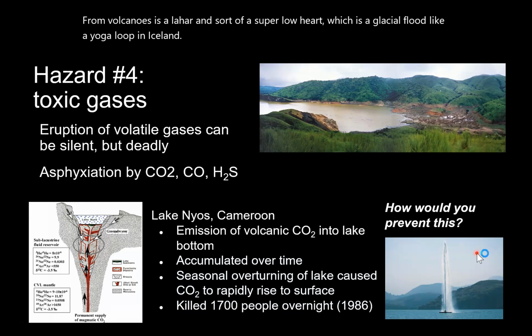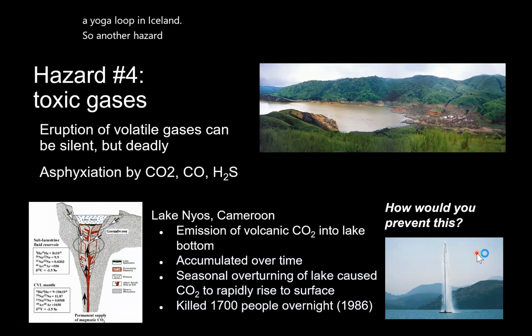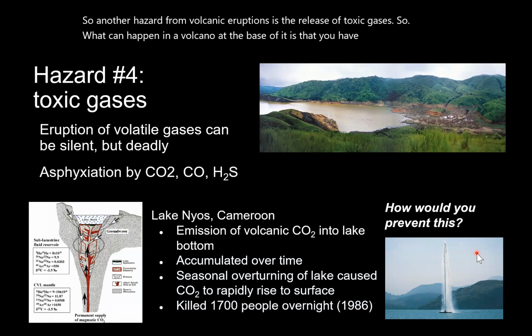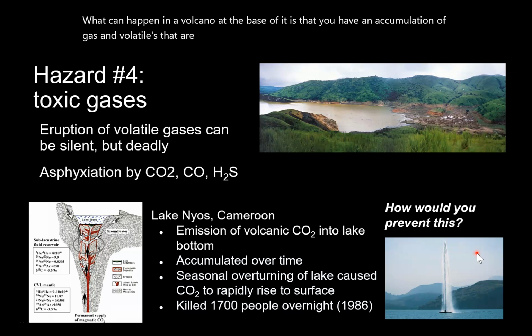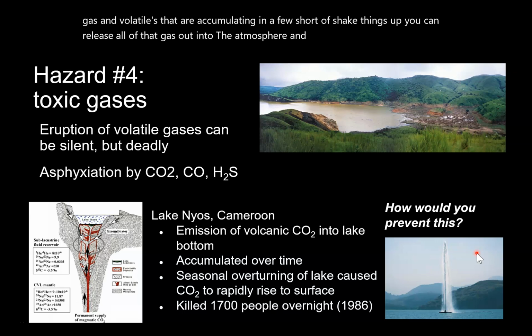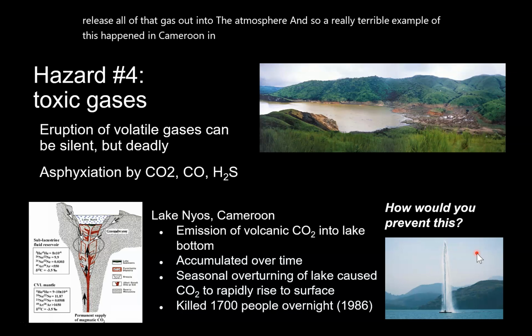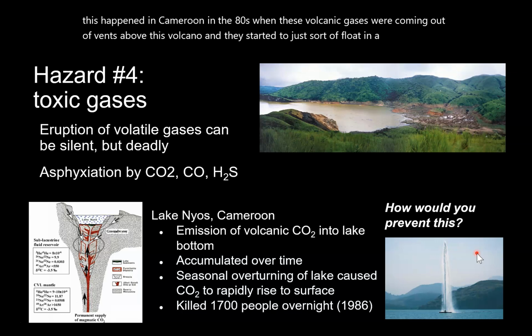So another hazard from volcanic eruptions is the release of toxic gases. What can happen at a volcano at the base of it is that you have an accumulation of gas and volatiles. And if you sort of shake things up, you can release all of that gas out into the atmosphere. A really terrible example of this happened in Cameroon in the 80s, when volcanic gases were coming out of vents above this volcano, and they started to just sort of float in a layer at the bottom of a lake, Lake Nyos.